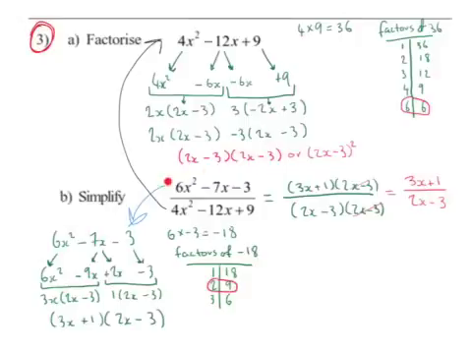So 6x squared minus 7x minus 3 divided by 4x squared minus 12x plus 9 will simplify to 3x plus 1 divided by 2x minus 3.